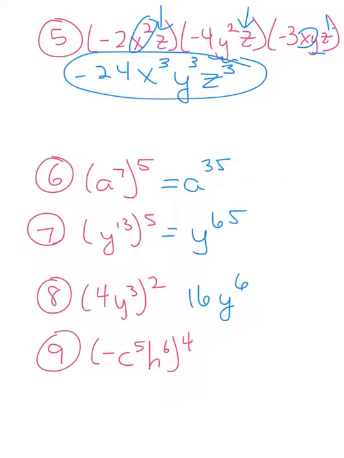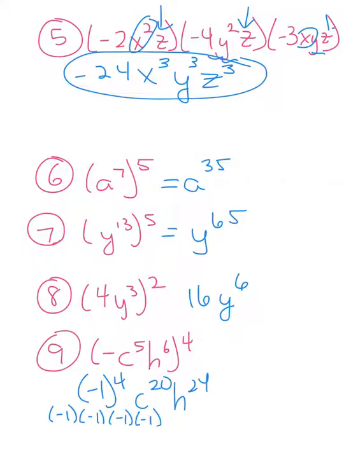And then the last one, number 9, this negative in front is really like negative 1. So I'm going to take negative 1 to the 4th power, c to the 20th, h to the 24th. Now negative 1 to the 4th power is really taking negative 1 and multiplying that 4 times. So I'm just going to write that out just this once to give you a visual. So that's going to be negative 1 times negative 1, which is positive 1. And if I keep going, in the end, negative 1 to the 4th power is positive 1. So my final answer is just going to be c to the 20th, h to the 24th. Since my coefficient is positive 1, I don't need to write anything there.